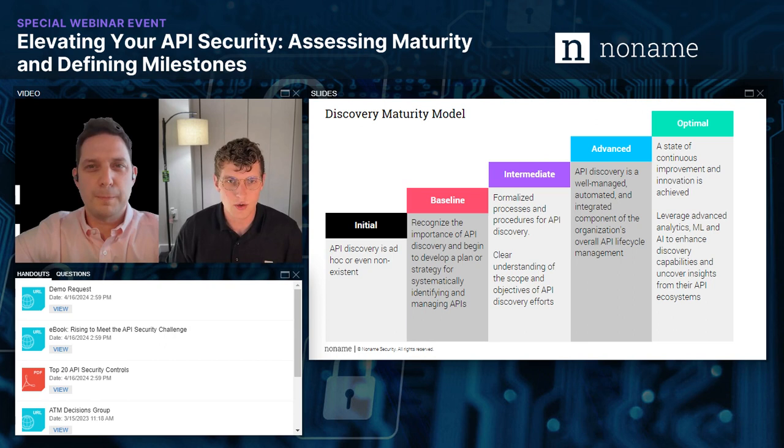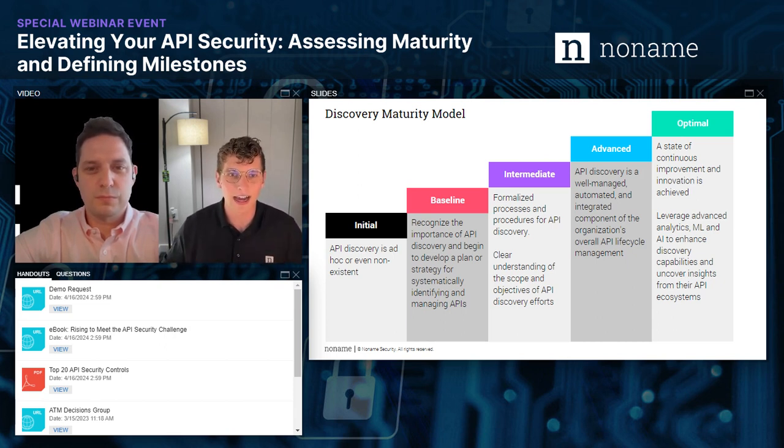And moving to the advanced stage, usually API discovery is a well-managed and integrated component of the organization's overall API lifecycle management. These discovery processes are now automated and continuously monitored, with tools and technologies in place to identify, catalog, and track APIs across the entire enterprise. There's a very strong emphasis on data quality, accuracy, and the completeness of their API inventories.